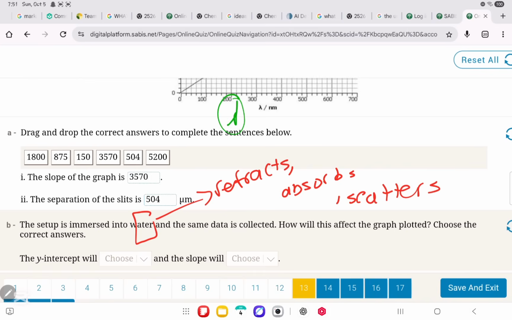Lambda will stay the same. So if lambda stays the same, what does this mean? This means that the y-intercept will stay the same. It will remain constant, remain unchanged, and the slope will stay the same as well, okay?